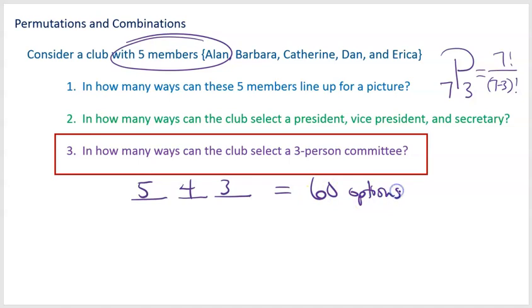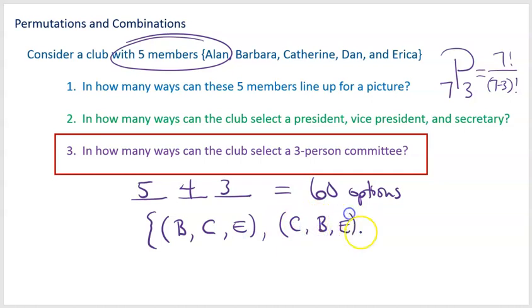But then we realize, because we're just creating a committee and not a list of officers, if one of our outcomes was, let's just say, Barbara, I'm going to use B for Barbara, C for Catherine, and E for Erica. Well, also in that list would be Catherine, Barbara, and Erica, right? Also in that list would be Erica, Barbara, and Catherine. And it starts to make you wonder, how many of these repeats would we have? Well, then it turns into a subset situation.